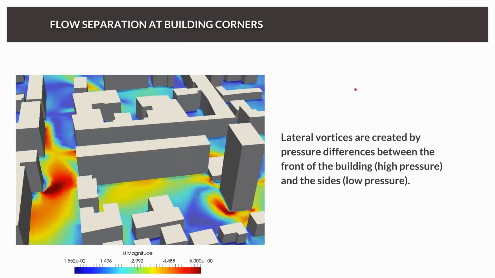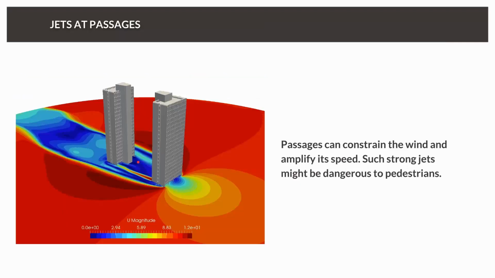Also, an effect we can observe in urban areas is the flow separation at the building corner. What is happening is that pressure differences between the front of the building, where we have high pressure, and the sides, where we have low pressure, create lateral vortices. You can see one of the vortices here or here. This is also a problem because it can really decrease the comfort in the regions where you have a lot of turbulence.